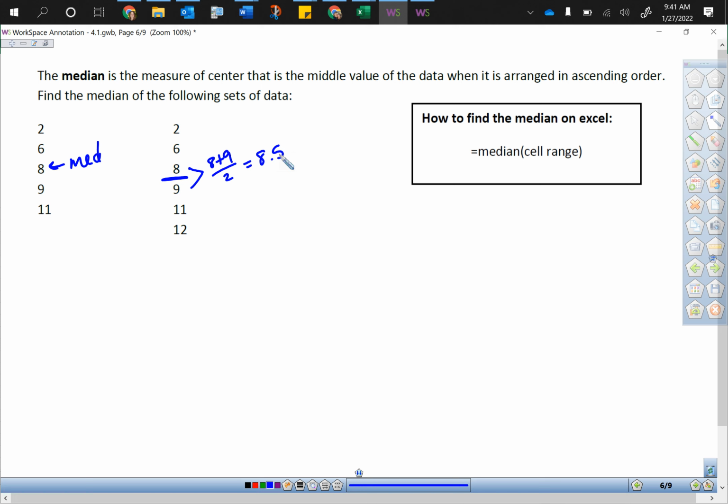Okay? Now, finding the median by hand is a pain because it takes forever to put those numbers in ascending order, then figure out how many numbers there are. Is it odd or even? What are my two middle terms? What is my one middle term? And go from there. On Excel, it's much, much easier. You don't even have to put it in order on Excel. You just type it in.